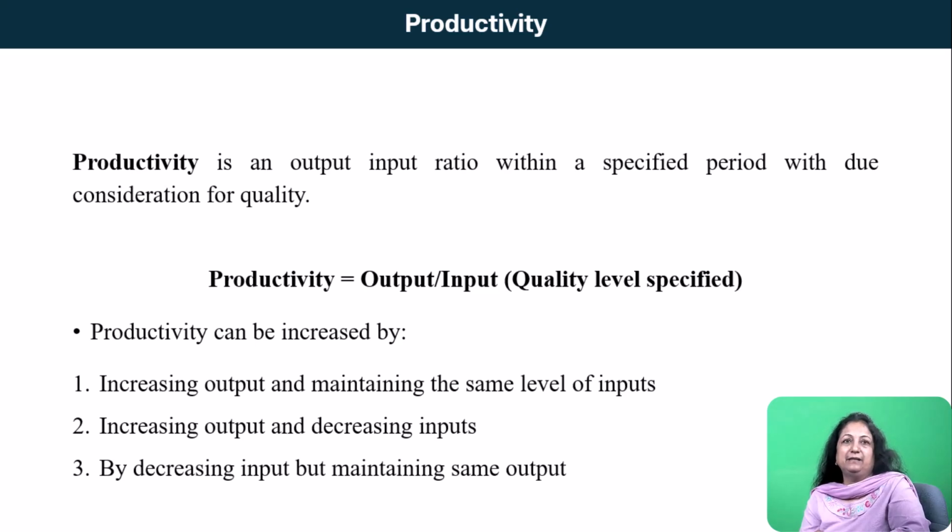So productivity can be increased by increasing output, maintaining the same levels of input. Increasing output and decreasing inputs. By decreasing input but maintaining the same output. So that means I can do optimizations, I could do faster, I could get trained, I could really enhance productivity of any organization through various means.